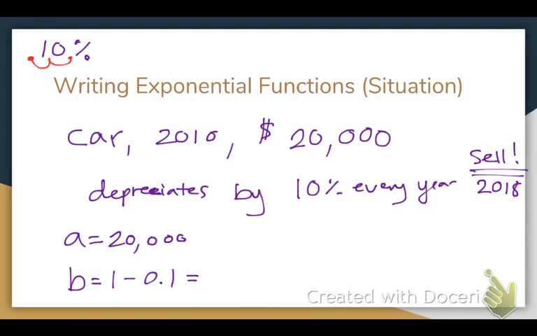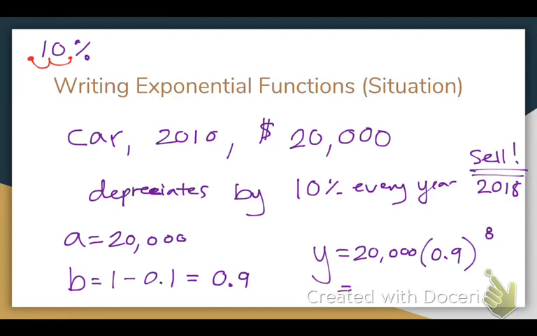So what is 1 minus 0.1? 0.9. Good. So if it loses 10% of its value every single year, then it means it keeps 90% of its value every year. So let's write our equation. Y equals A, which is 20,000, times B, which is 0.9, to the power of X. And in this example, what is X? How much time has passed from 2010 to 2018? 8 years. So I can just plug in 8 for that.